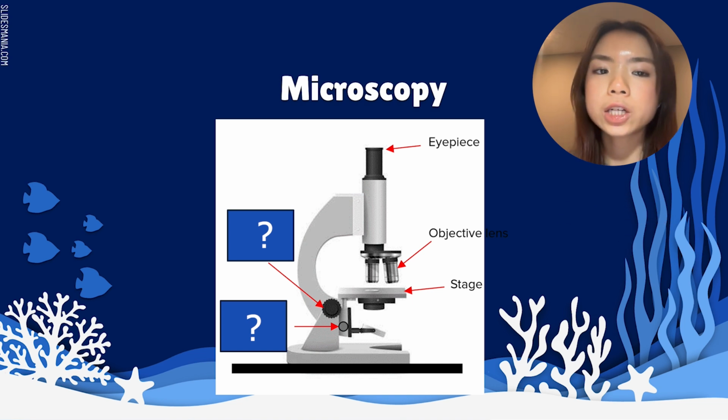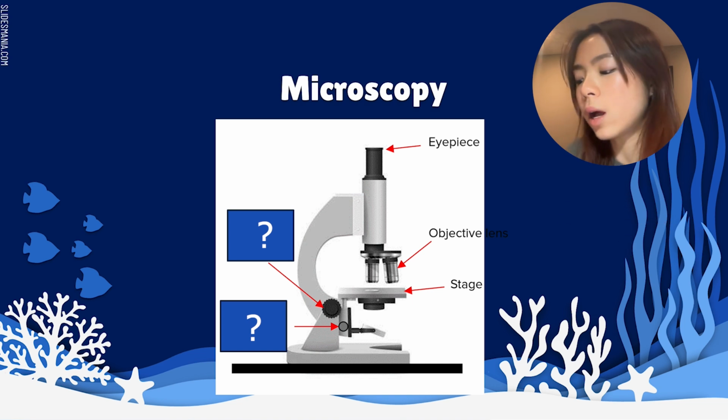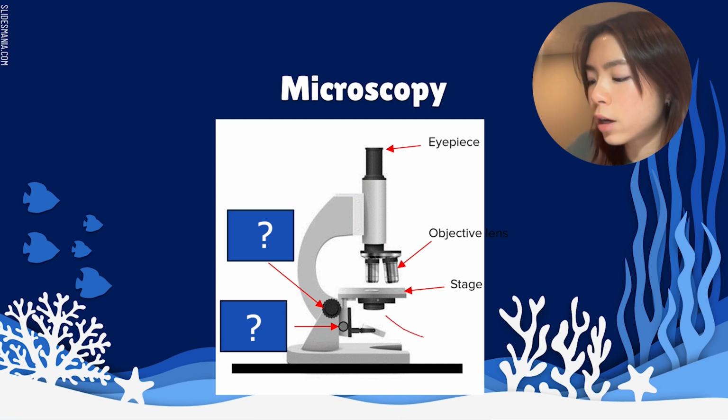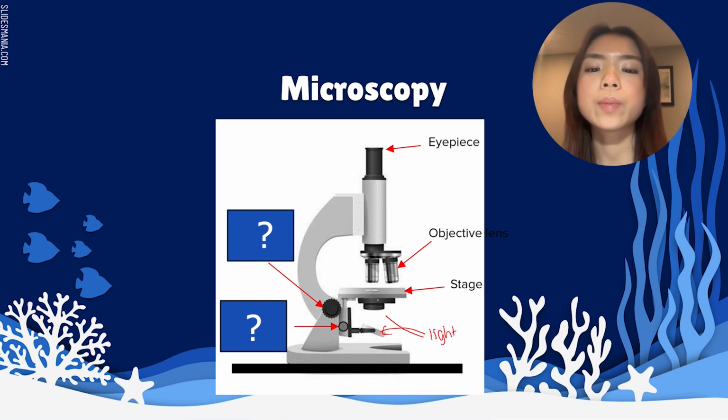Below the stage, it's not labeled on here, but I'll draw on the side. We've got here, that's where the light goes through. So here is the mirror that reflects the light. Sometimes you might call it the light, or the mirror. What this does is shine the light through the specimen so that we can see it more clearly. That's why it's important to make sure our specimen is thin enough so that light can go through, and then we can study the different parts of our specimen.